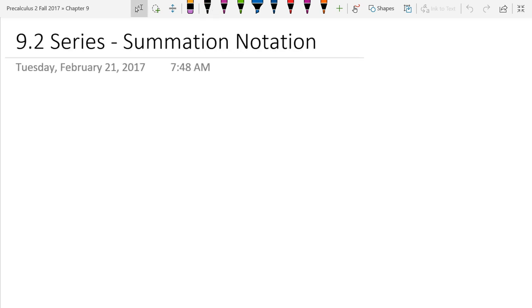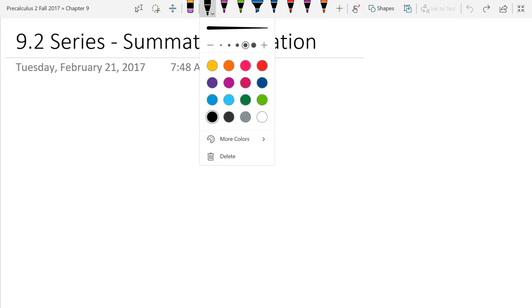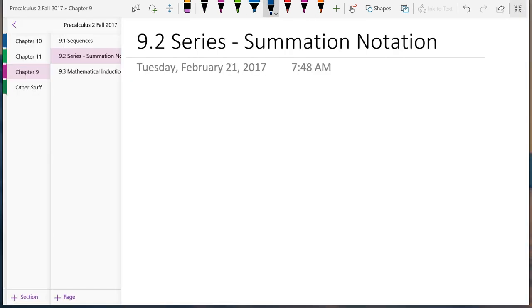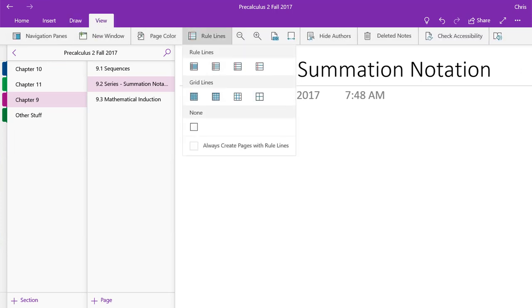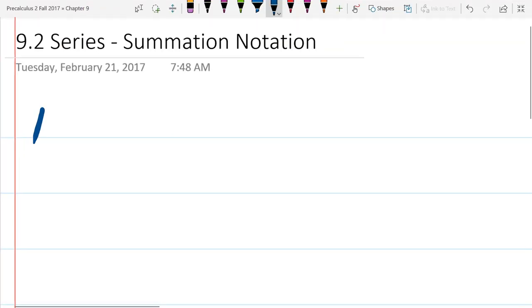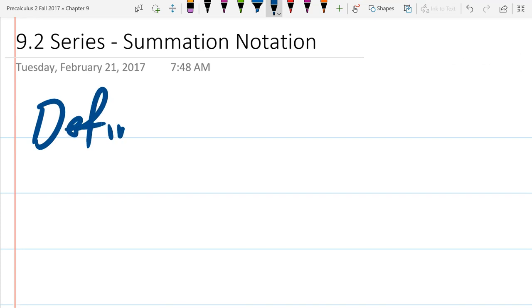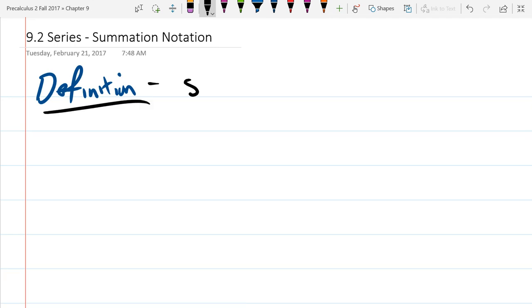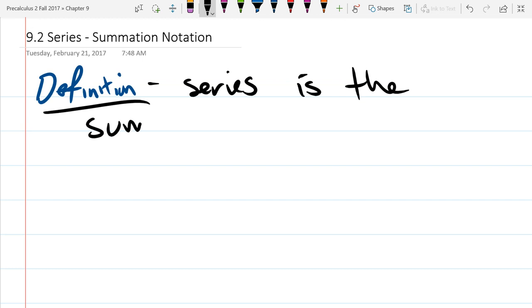So in math, a series is if you started with a sequence and added together the terms, instead of just looking at them in a big list. So we'll start with that definition. A series is the sum of a sequence.